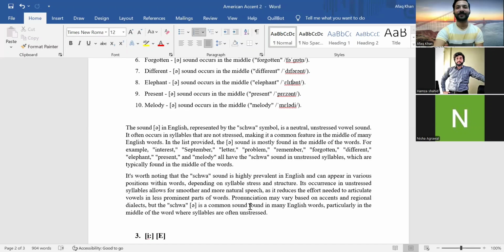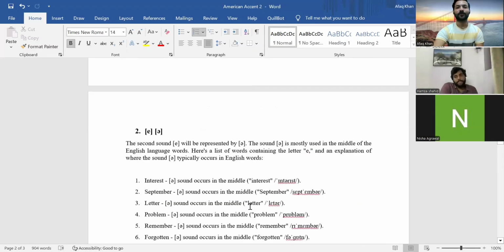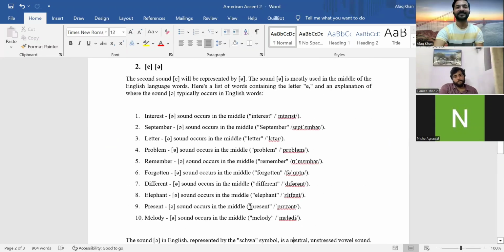So it was all about the second sound of the letter E, and that's a schwa sound. Do you guys have any question about this sound right now?